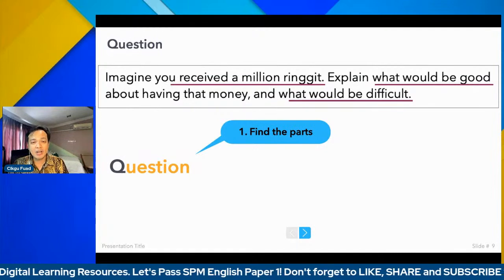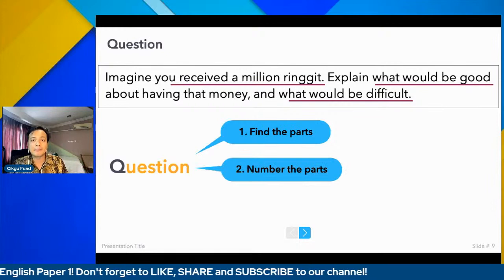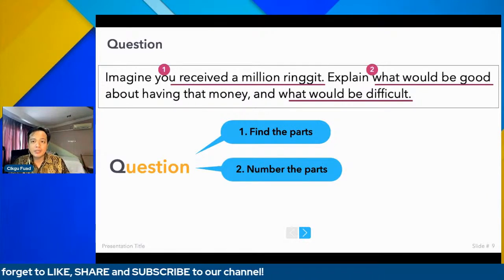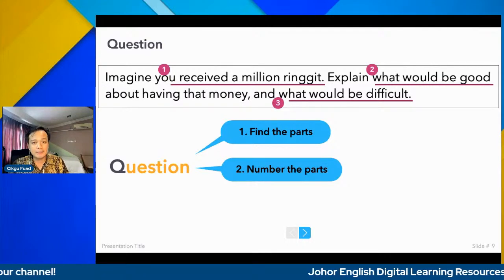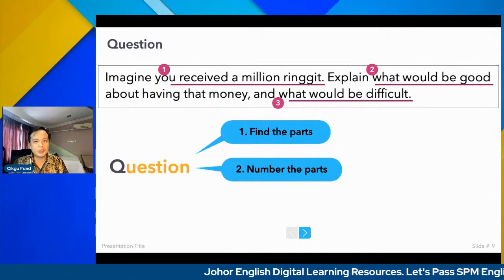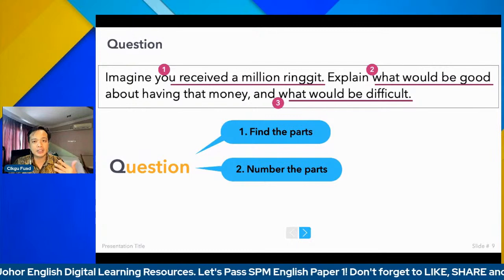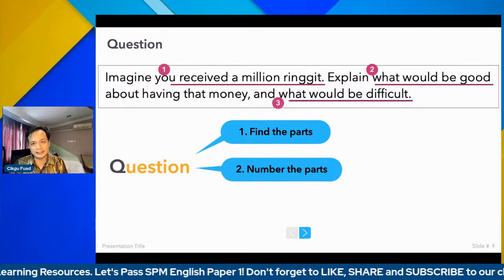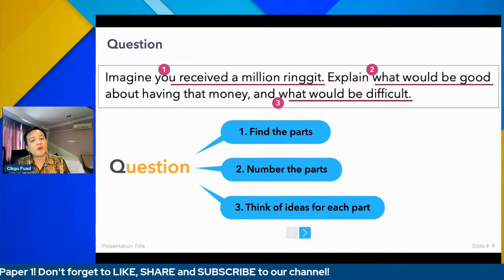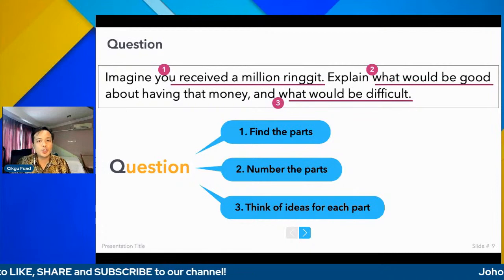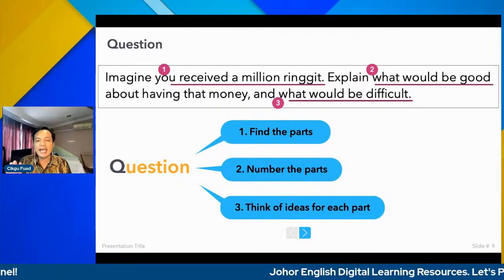After you have found the parts, when you highlight or underline the parts, you need to number them. For example, number 1, then number 2, what would be good, and number 3, what would be difficult. You need to number them because I'm afraid if you don't, you might forget to explain all the parts. Kena cakap ataupun kena huraikan satu-satu part yang ada. And number 3 here, you need to think of ideas for each part, because you do not want to leave out, tertinggal, any points or any parts in the question.